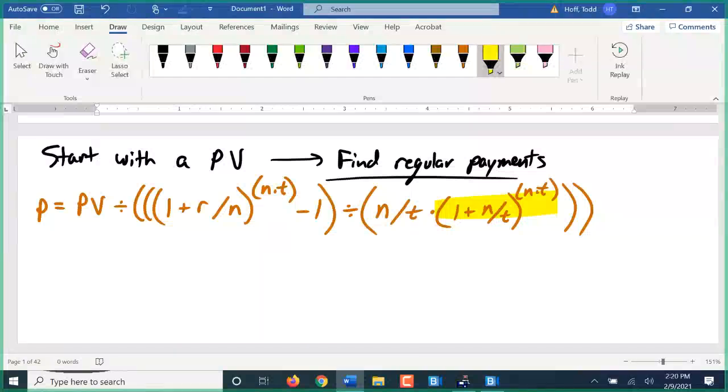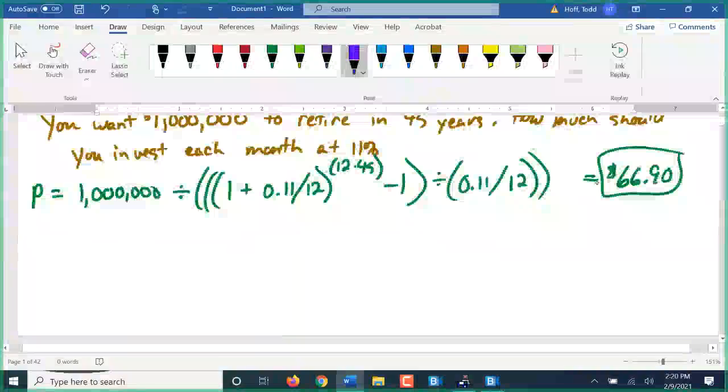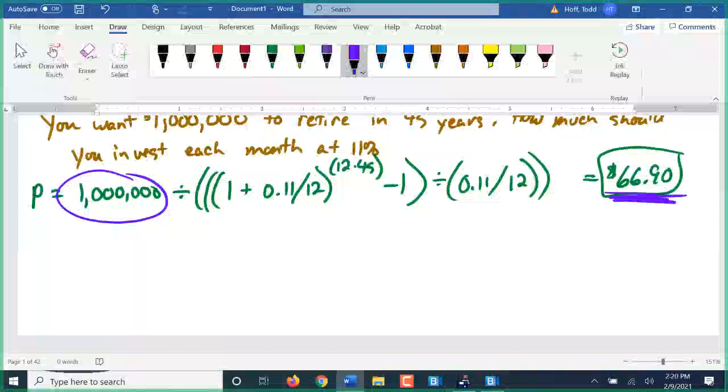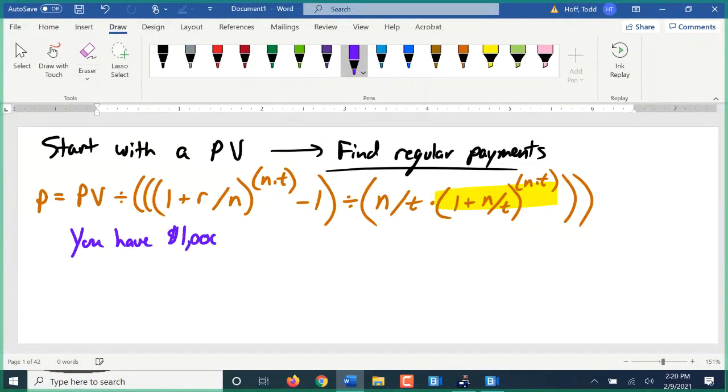So here, let's take an example. Let's take the example from above here. We paid our $66.90 a month in to get a $1 million balance in 45 years. Let's say that's at age 67. Let's say you have $1 million. You want to know how much can you draw out each month.